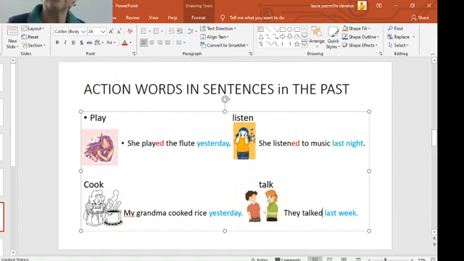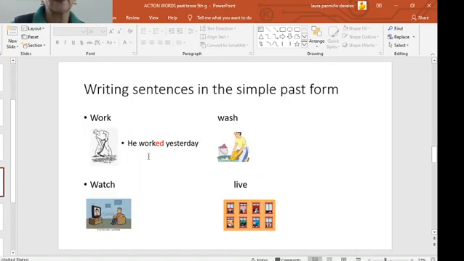¿Sí? ¿Vieron lo facilito que es hacer oraciones in the past tense form? Okay, so play is a regular verb, listen is a regular verb, cook is regular verb, talk is regular verb. Okay, let's do the next activity together. Miren, work is also regular verb, wash is regular verb, watch is regular verb, and live is regular verb.